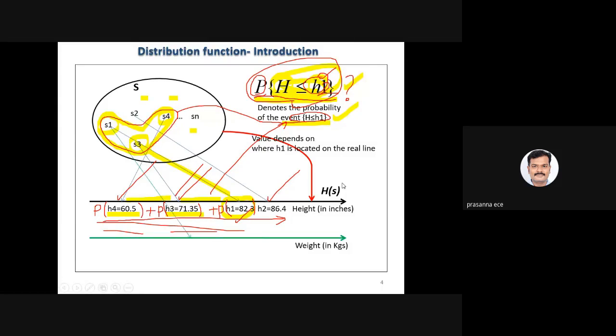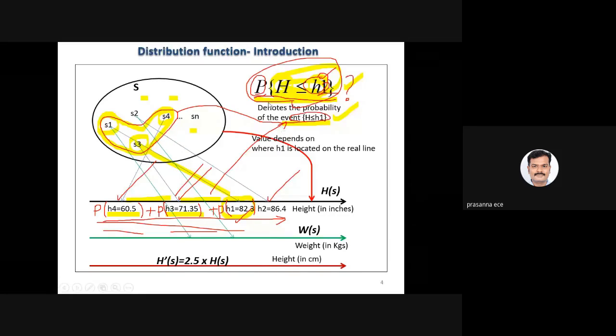So this is again the same concept. We just asked the question, what is the probability of getting the capital H less than a particular small h? Whenever we ask each such question, it is a function of where that small h is located. So we move on to define a function which has an argument of the small h, and we call that function a distribution function.